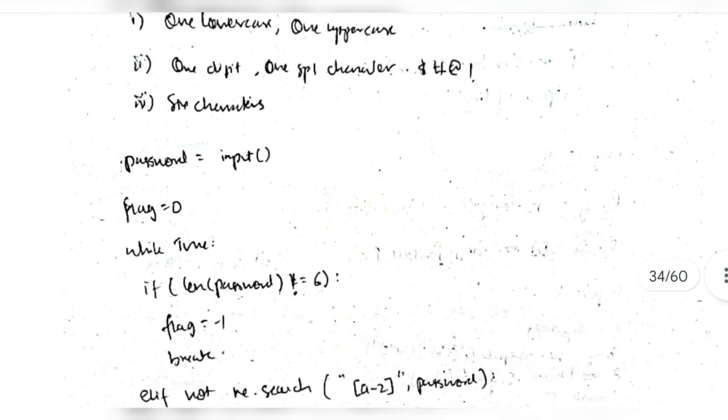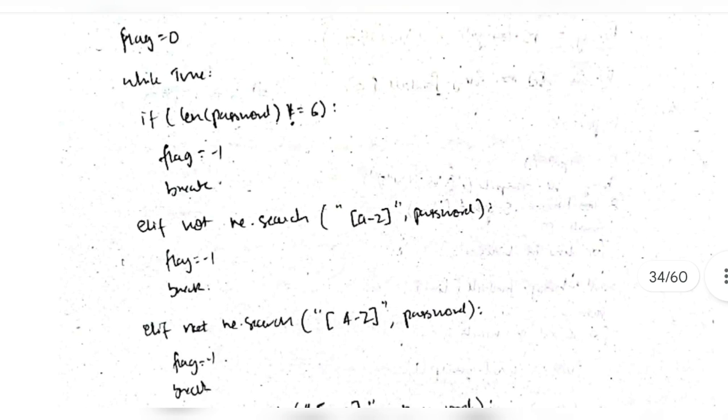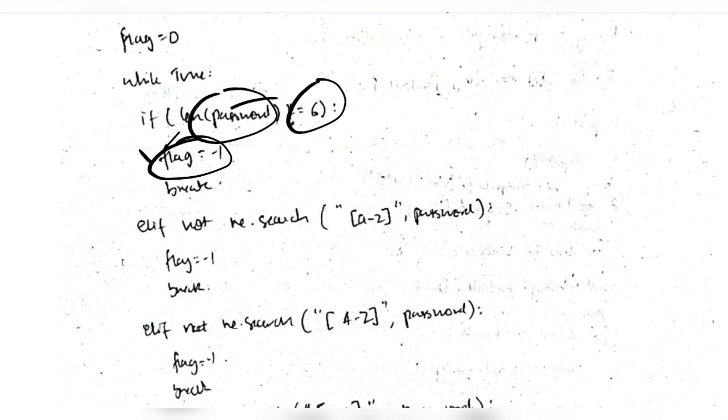And how do we check that? First we will take the password as input, and there will be a flag to check. Flag will be initially 0. Then we will have a while true loop here, and after that we'll have: if length of password is not 6, then flag is equal to -1. Whenever this condition is true, at that time we'll make the flag -1 and we'll break out of the loop.